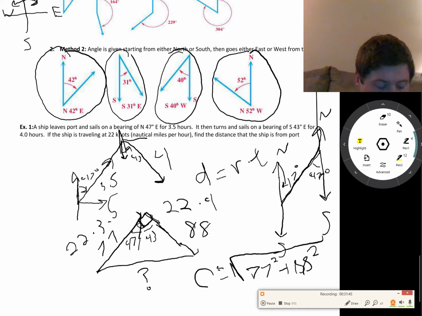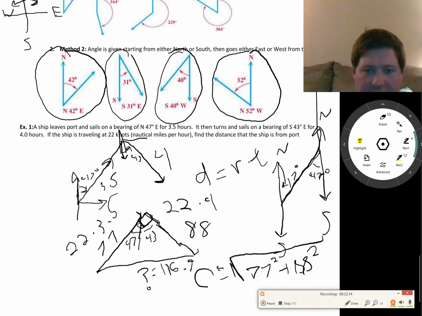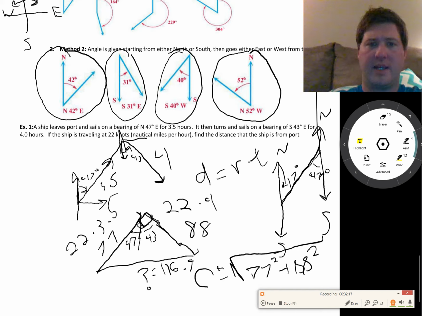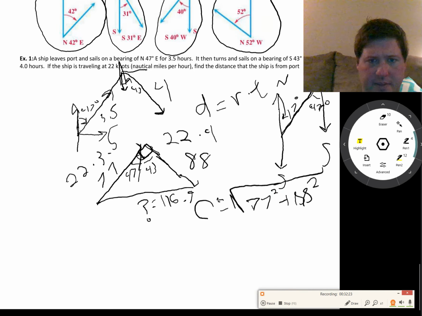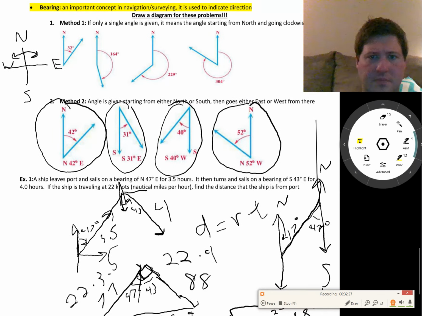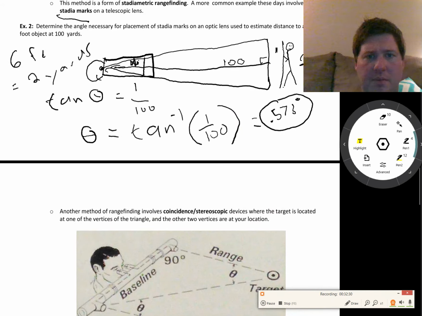Square root of 77 squared plus 88 squared. And I get 116.9. I guess we could round that to 117, but we're not going to. Who cares? I will never count off for minor rounding issues. It's just not that big a deal. I'm more interested in you getting the concepts here. So there we go. Lots of talking, not that many problems. Hopefully it shouldn't be too bad.